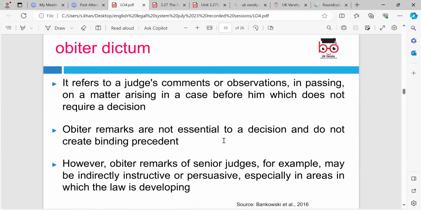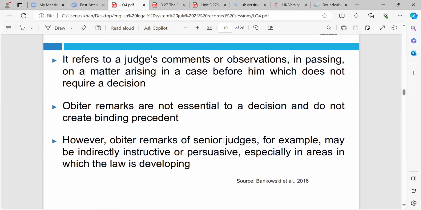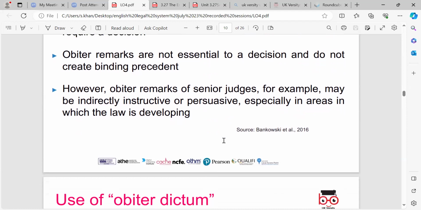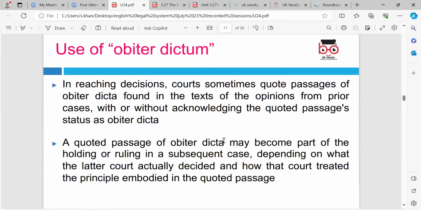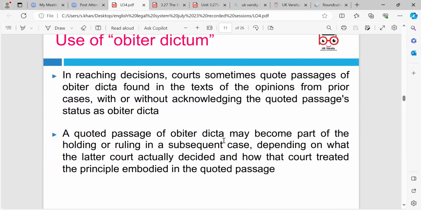Obiter dicta we looked at. It refers to a judge's comments or observations in passing on a matter arising in a case before him, which does not require a decision. So it's really important that you look at obiter in regards to that. Obiter remarks are not essential to a decision and do not create binding precedent. However, obiter remarks of senior judges, for example, may be indirectly instructive or persuasive. The use of obiter dicta.